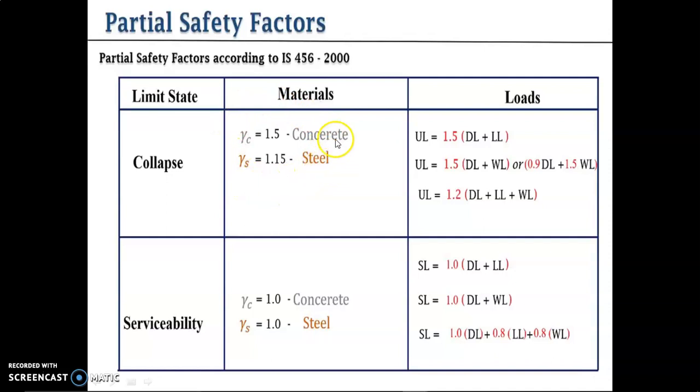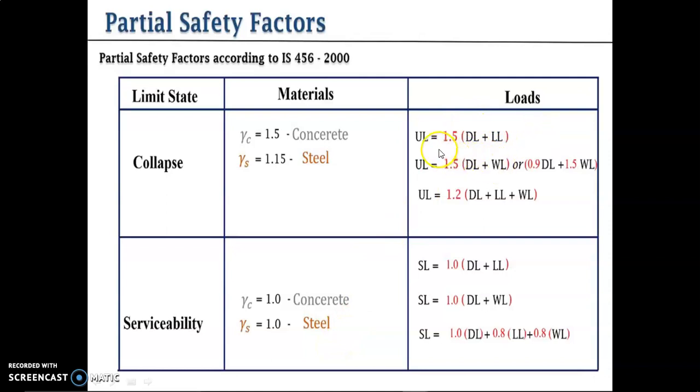We take gamma equal to 1.5 for concrete and 1.15 for steel. This is the partial factor of safety for concrete and reinforcement or steel. And for limit state of serviceability, this value is 1 for both cases, concrete and steel. Similarly, we have to enhance the load.